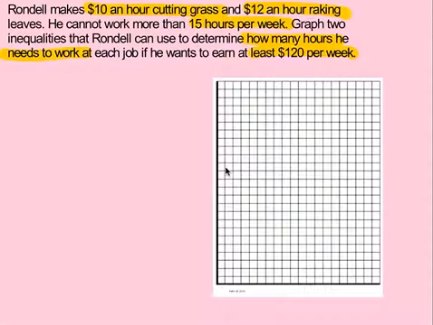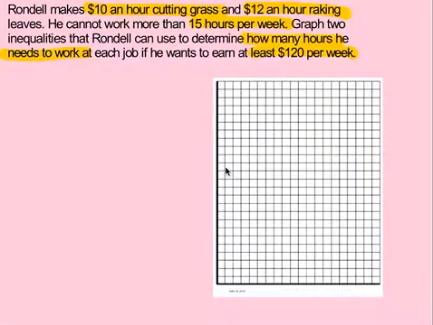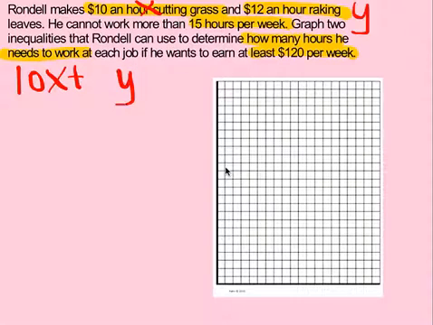So let's start by figuring out a money equation. We're going to look at any restriction that's in place of the money. So he's going to spend X hours cutting grass, and he's going to get $10 for that. So that's going to be X. And then Y is going to represent our raking leaves. So he's going to spend Y hours raking leaves, and he gets $12.